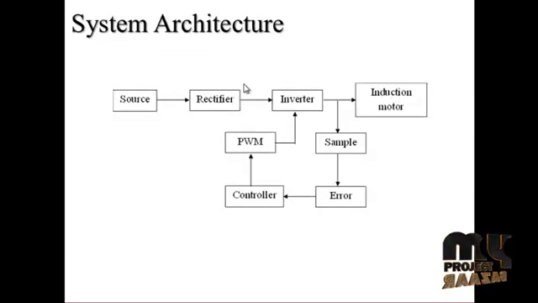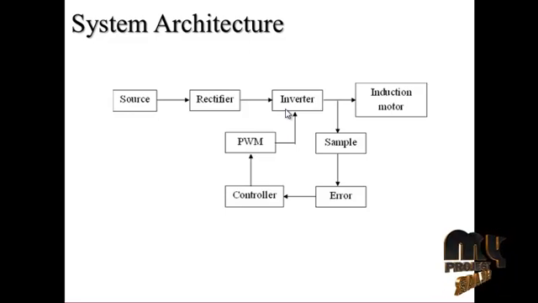Now it is the flow diagram for our proposed work. The source is a 3-phase AC source obtained from the grid. This 3-phase AC source goes to the rectifier to be converted to DC output. The DC output goes to the inverter, which is a 6-switch 3-phase inverter. The inverter is controlled using pulse width modulation. The pulse width modulation is controlled by the controller and the 6-vector control technique.